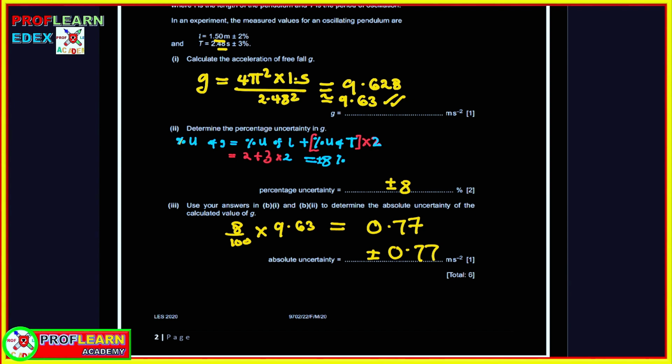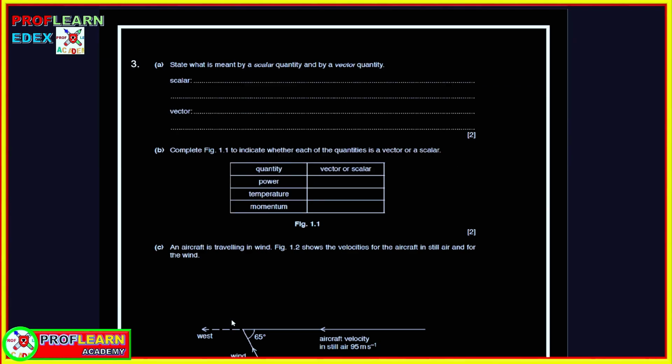Moving to question number 3, which is about scalar and vector quantities. Under this topic, you must understand how to define a vector quantity and how to define a scalar quantity. Rather, a scalar quantity is a quantity that can be described by only size but no direction. In that case, we need to say that a scalar has magnitude or size but no direction.